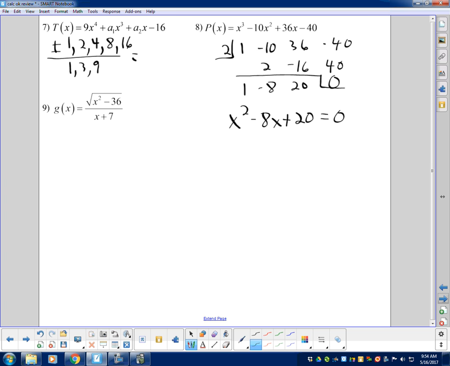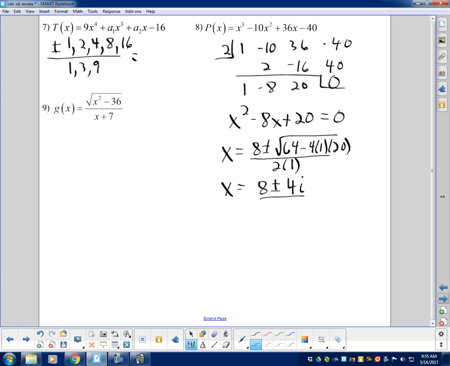Now, that one, you are not going to be able to find factors that work for. So that means we use our quadratic formula. See what happens here. So x equals the opposite of b, 8, plus or minus the square root of b squared, 64, minus 4 times 1 times c, which is 20, all over 2 times 1. So x equals 8 plus or minus, let's see, 64 minus 80. So 64 minus 80 is negative 16. And the square root of negative 16 is going to give me 4i, over 2. And so I have x equals, dividing the 2 into each one, 4 plus or minus 2i.